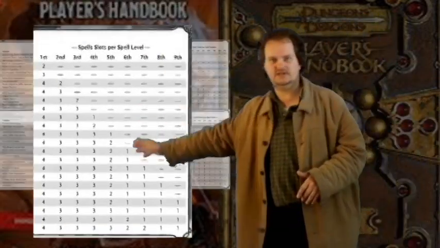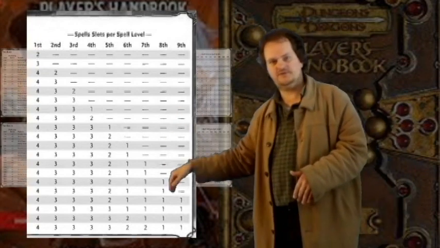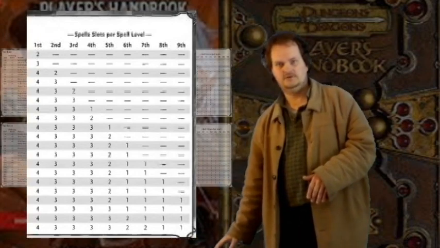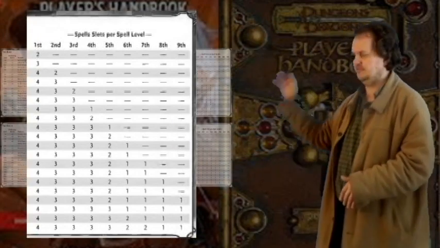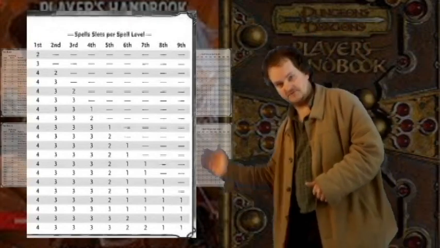First level spell slots, you start off with 2. Second level, you get 3. Third level, you get 4. And you never get more than that. You get your second level spells at 3rd level with 2 spell slots. Fourth level, you get 3. You never get more than that.